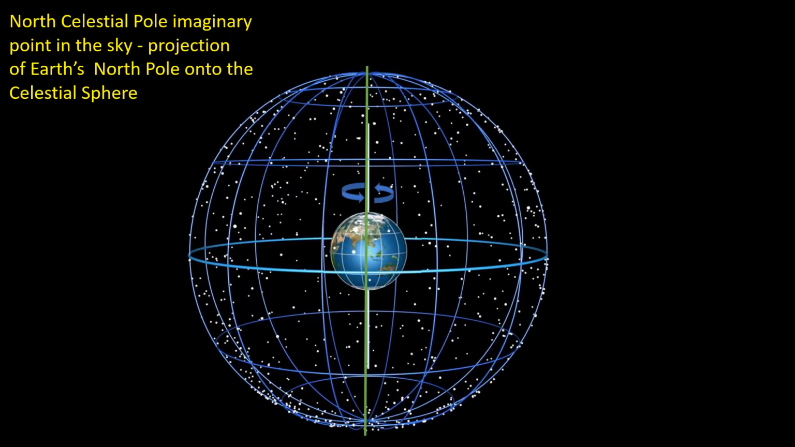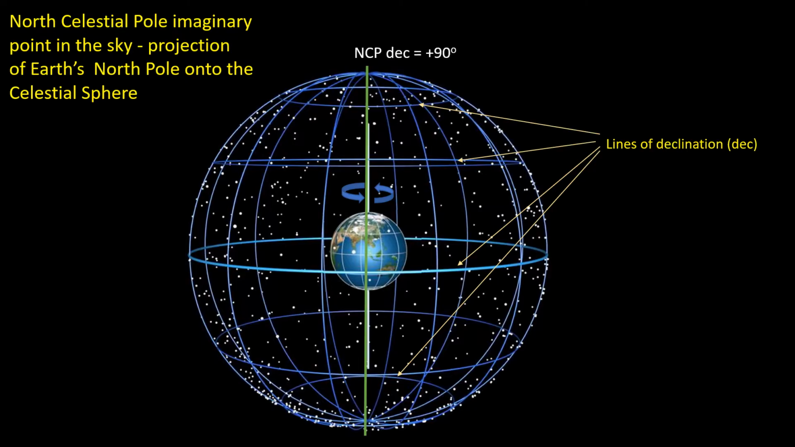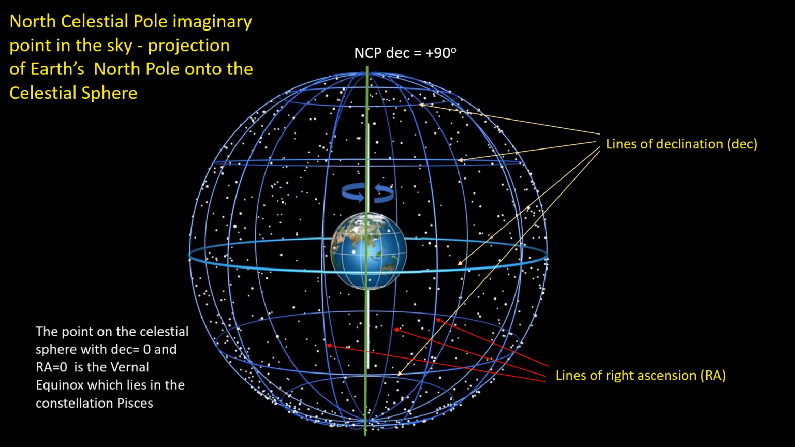The North Celestial Pole is an imaginary point in the sky. It's a projection of the North Pole onto the celestial sphere. Lines of declination are a little bit like lines of latitude on the Earth, and lines of right ascension are a little bit like lines of longitude. The 0 point with declination 0 and right ascension 0 is the vernal equinox, which lies in the constellation Pisces. The north celestial pole has a declination of 90 degrees and the south celestial pole has a declination of minus 90 degrees.